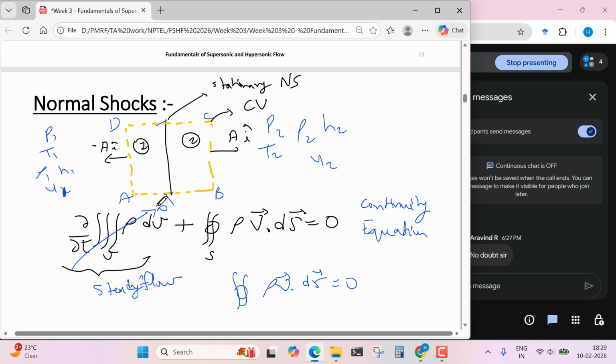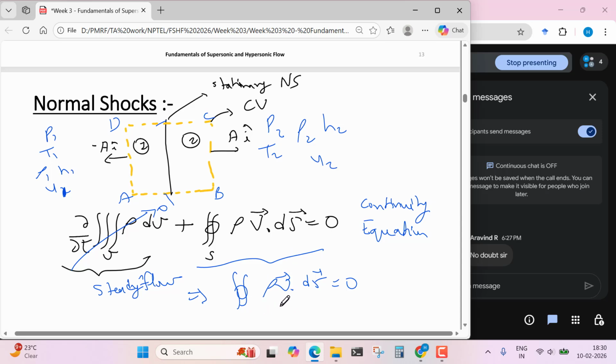First we will see the continuity equation. In integral form, the continuity equation is given by ∂/∂t of the triple integral of ρ dV plus the double integral over S of ρ V dot dS equals 0. We have assumed the flow is steady, so the time variable term will go away. It will be 0. So our continuity equation will remain only this part, the double integral of ρ V dot dS.